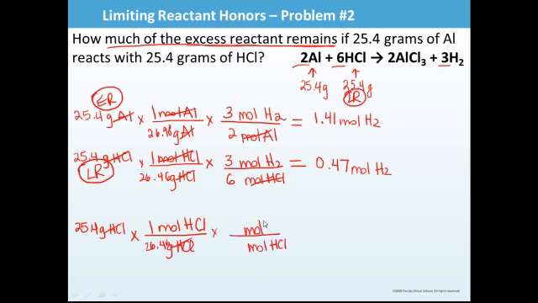My excess reactant is now going to go up top because I'm trying to find out how much of that am I going to use. This unit cancels. Now I'm going to convert moles of aluminum to grams. I know my molar mass of aluminum is 26.98. Molar mass is always of 1 mole. And now I'm going to plug this into my calculator. I'm going to multiply everything on the top, and we're going to divide by everything on the bottom. And you should get an answer of 8.63 grams of aluminum.